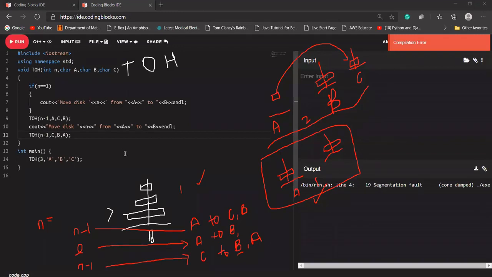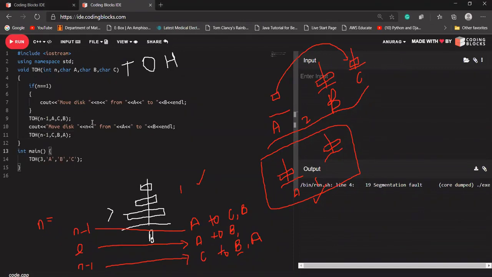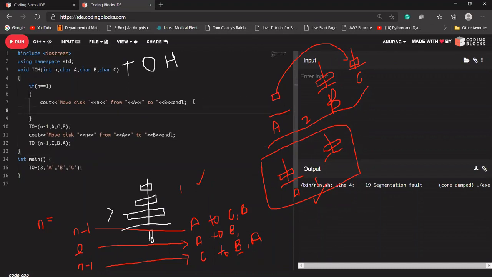Okay, we are getting a segmentation fault somewhere. Let's see. I have not returned anything. If n is equal to 1 and I'm saying move A to B, I should return from here, no? I should not be calling this function for n minus 1, which would be 0. For 0, I should not be calling my function again and again.